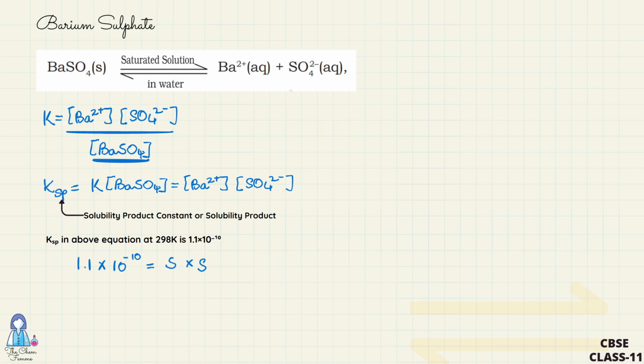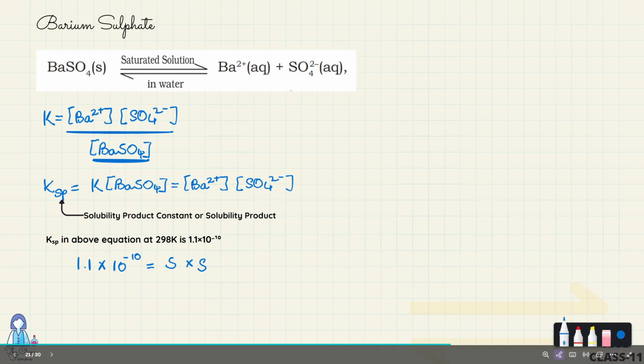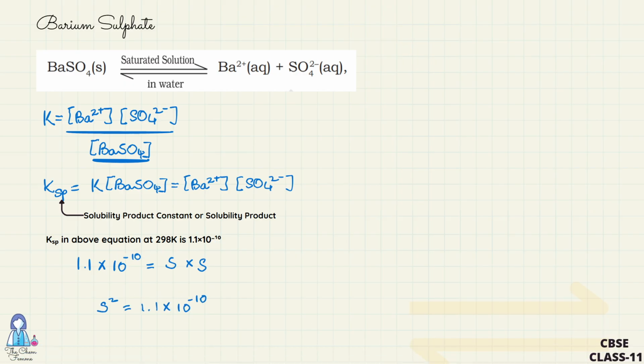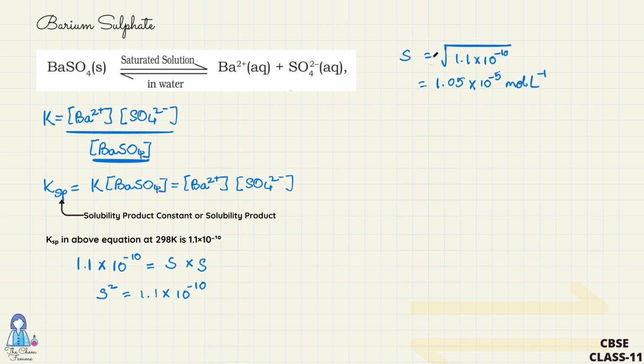Now, then you get S squared equals 1.1 × 10^-10, and then we're just solving for the value of S. So you get S equals the square root of that, which is 1.05 × 10^-5 moles per liter, because it's the molar solubility, and molar solubility is basically concentration in moles per liter. And notice Ksp does not have a unit, but the molar solubility does.